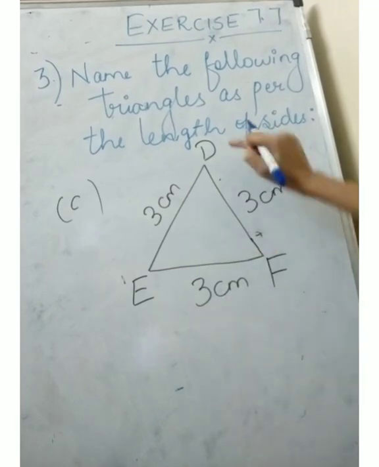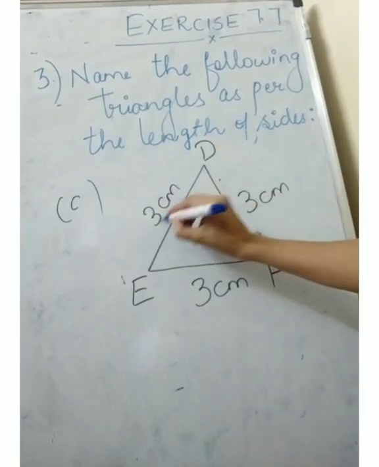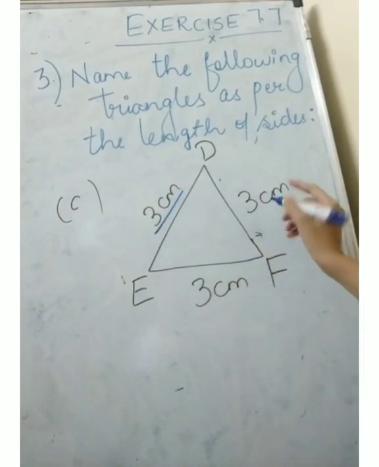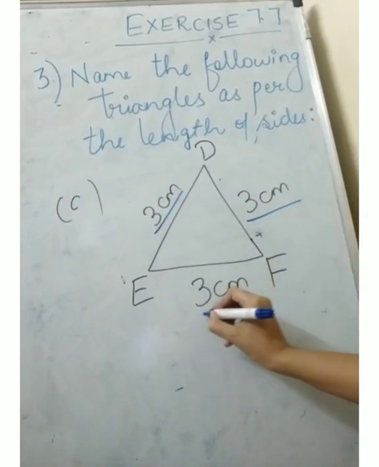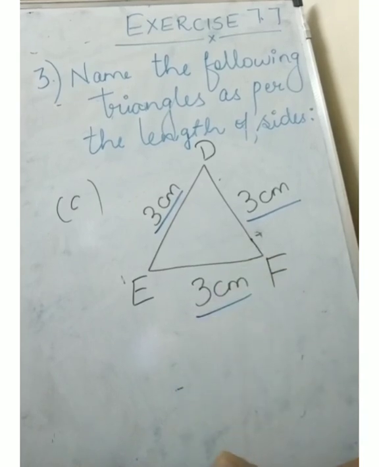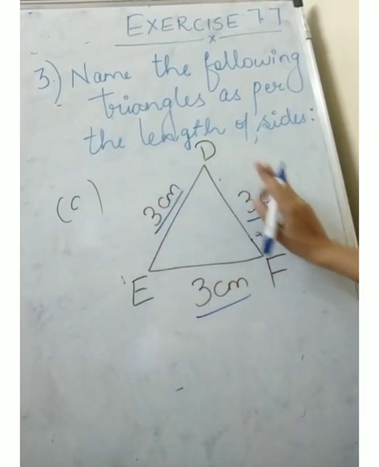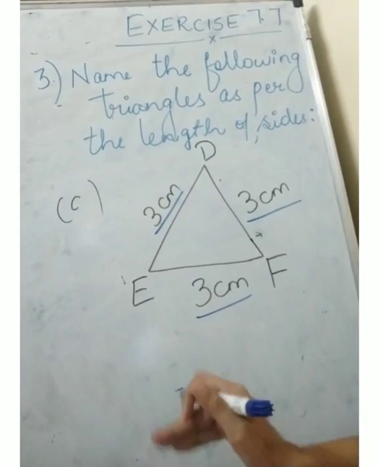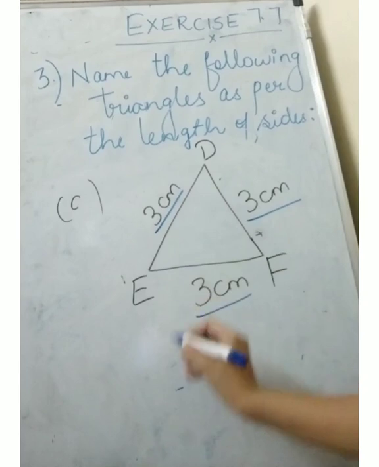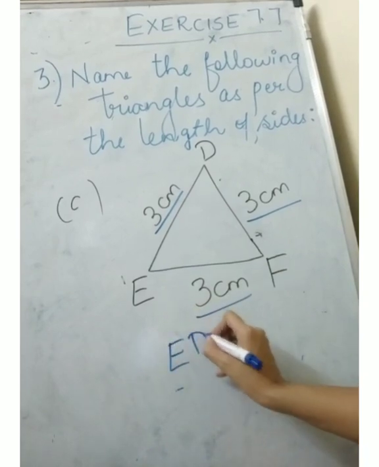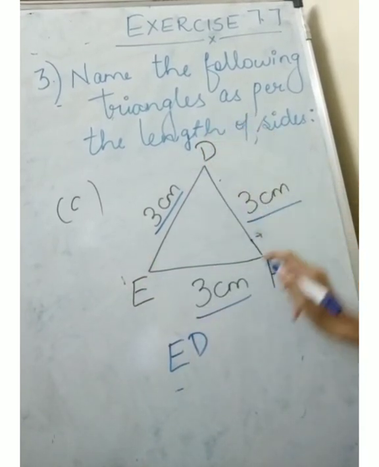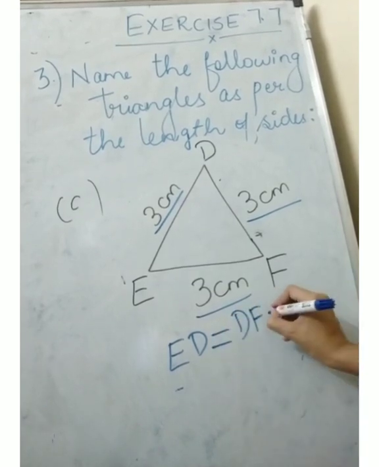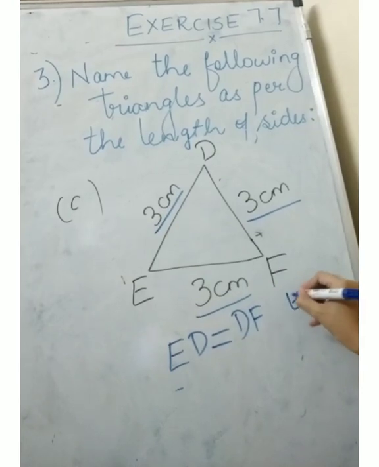Okay, now student, in this figure, ED is what? 3 centimeter, DF is 3 centimeter and EF is 3 centimeter. So one side is 3 centimeter, other side is 3 centimeter and third side is also 3 centimeter. If all the three sides are equal or same, then that type of triangle is called an equilateral triangle. So firstly I will write ED. ED I have written. The next is DF. Both are equal. Yes student. Now third is what? EF.